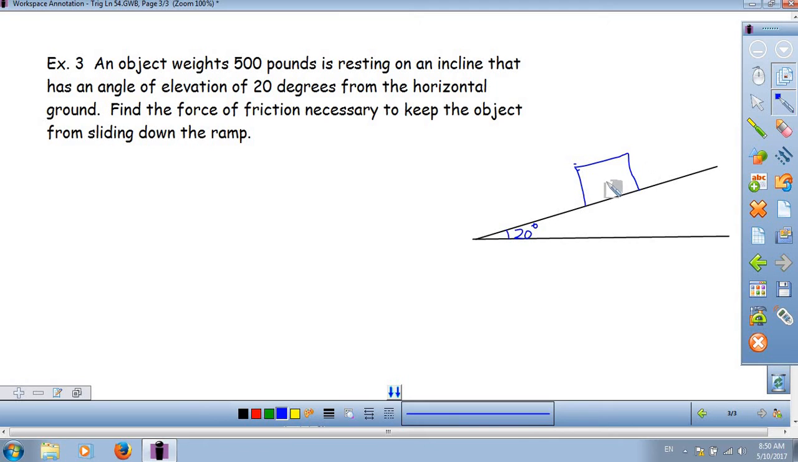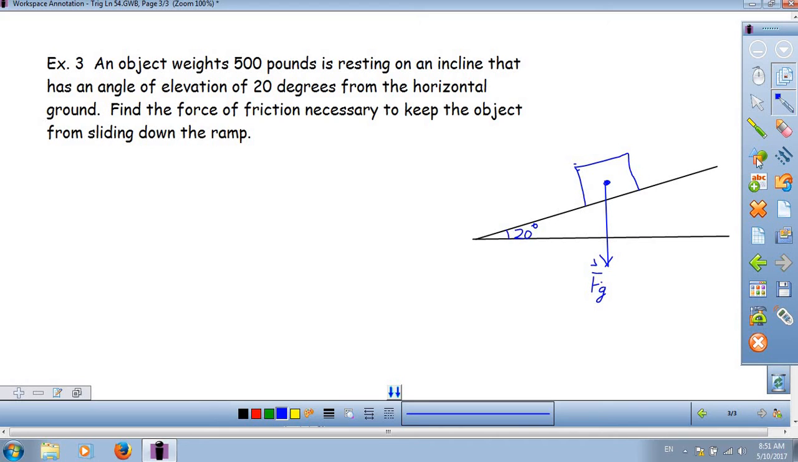Now, we know an object has several forces acting on it. One of the forces is gravity, right? The first force acting on it is gravity, and I'm sorry, I couldn't even draw that straight. The gravity force is pulling down on the object. So it's the force of gravity.